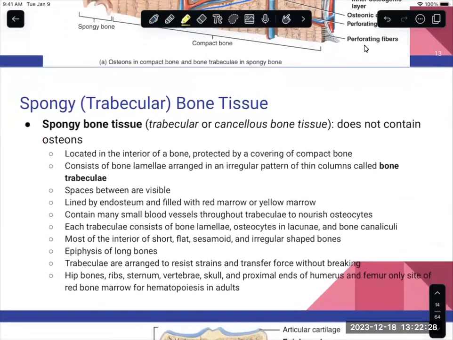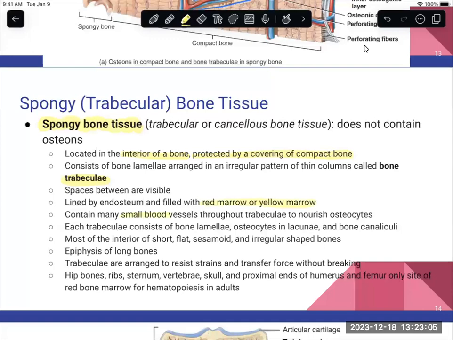Spongy bone. I mentioned that spongy bone in that picture of the bone from before. Spongy bone is made up of trabeculae. We find it inside the bone, and it's usually protected, found inside a covering of compact bone. It's named spongy bone because it looks like a sponge. A lot of times it's filled with yellow or red bone marrow.